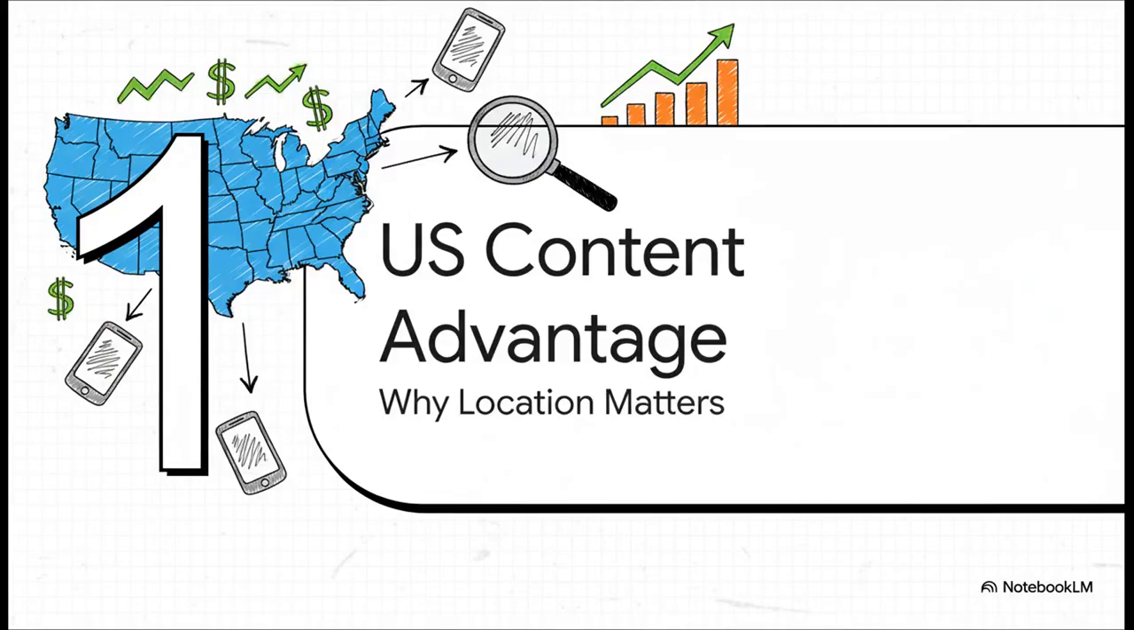So what is the secret here? How is this even possible? Well, it all boils down to one core idea: creating something called US content. You see, the huge difference in how much you earn isn't about getting more views. It's about getting the right views. It's about targeting a specific, really high-value audience.